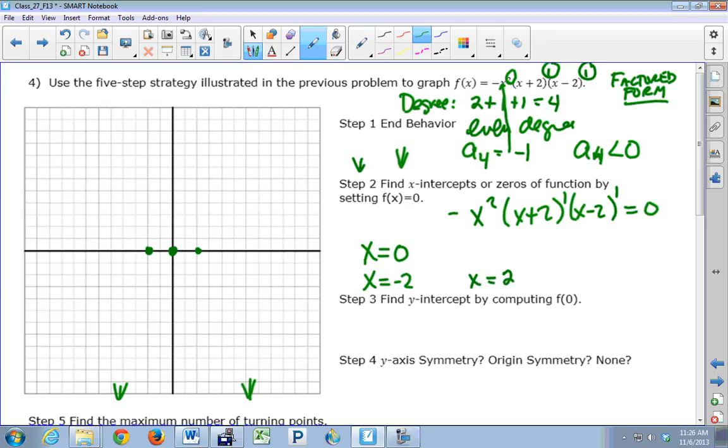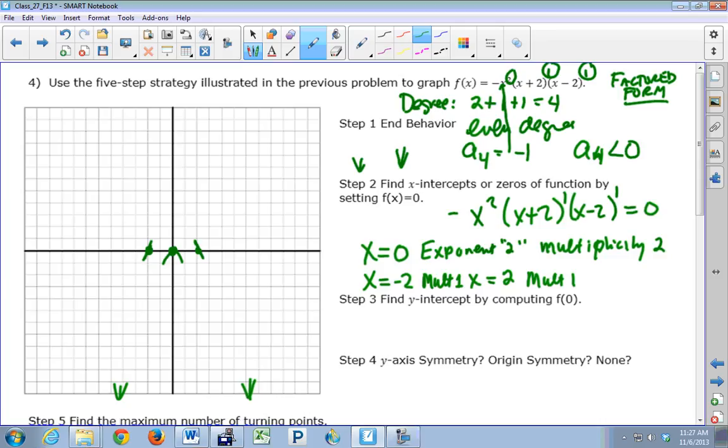So I go back and check the exponent on each zero. The exponent on this zero is a 2, so it has multiplicity 2. What's the exponent on the factor x plus 2, where negative 2 is your zero? It's 1, so it has multiplicity 1. And same with the factor x minus 2, which has 2 as a zero. It has multiplicity 1. So that means I go to my graph, and I know I'm going to go straight through there, and I'm going to turn around there.